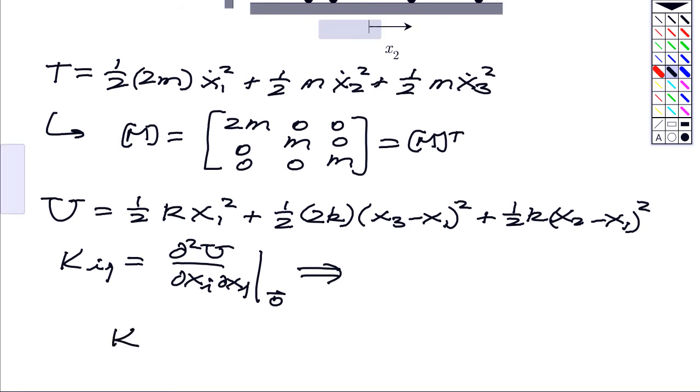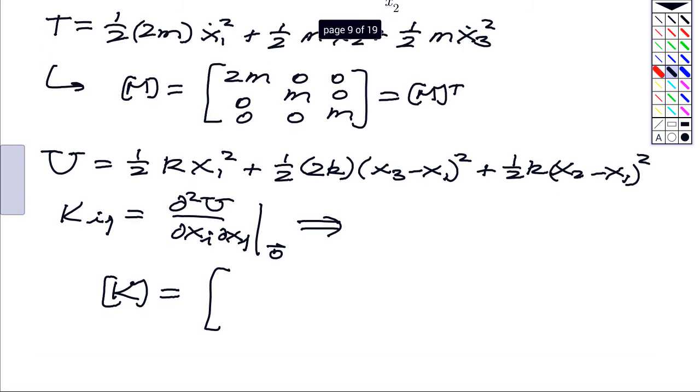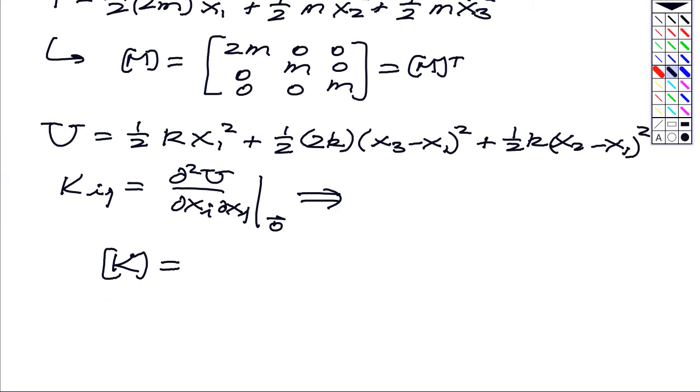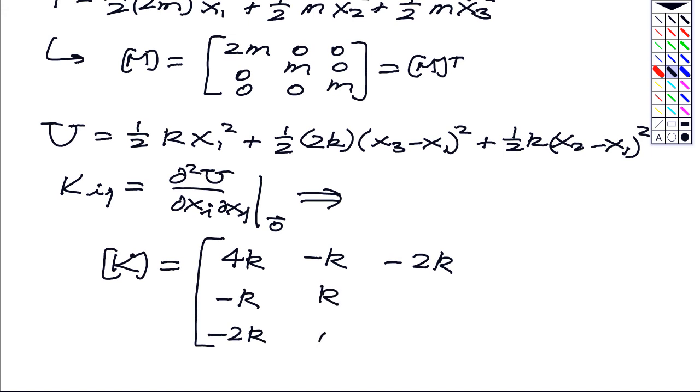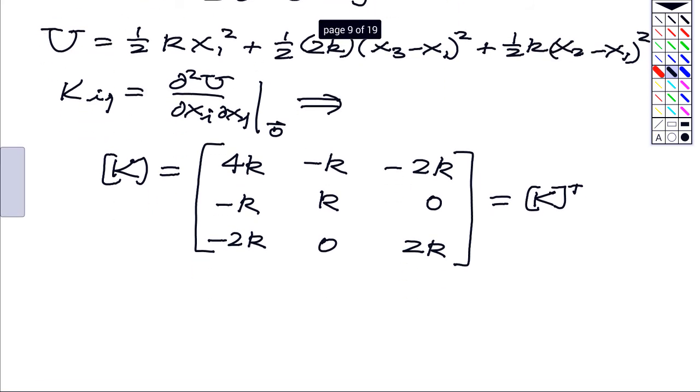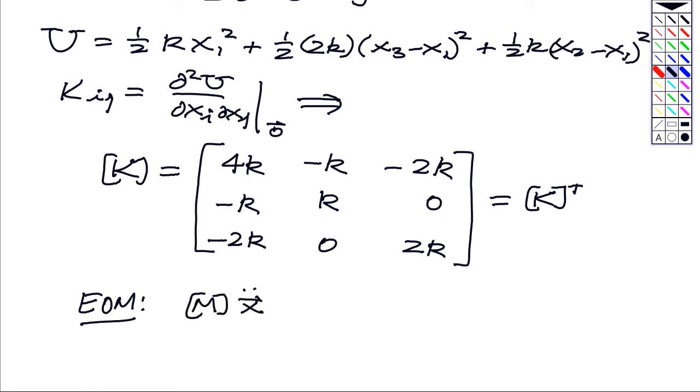So K, stiffness matrix, will end up being 4K, minus K, minus 2K; minus K, minus 2K; K, 0, 0, 2K. Of course, as always, K is symmetrical. Therefore, our equation of motion: m x double dot plus k x is 0.